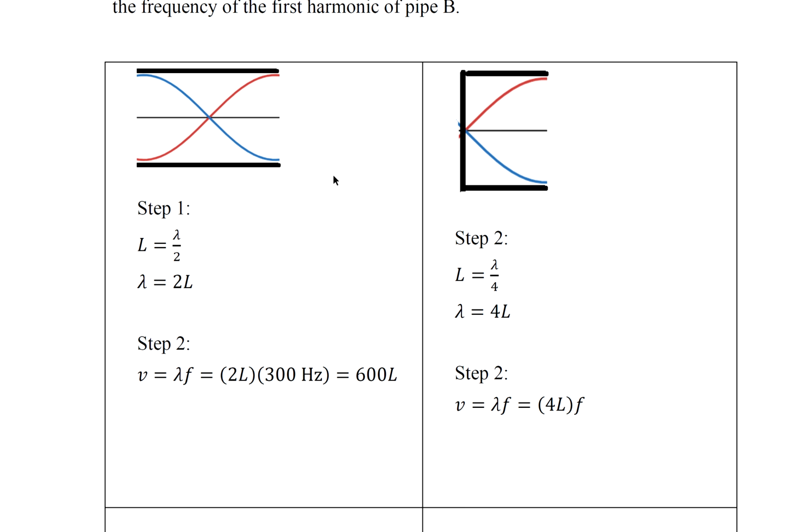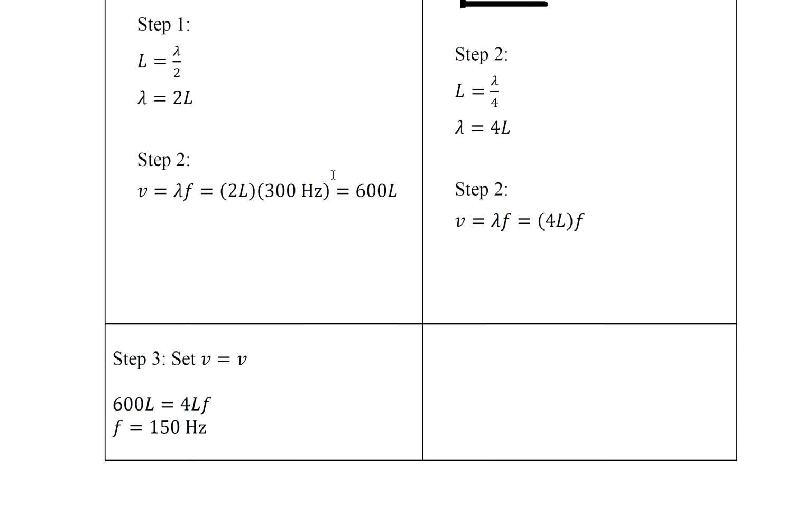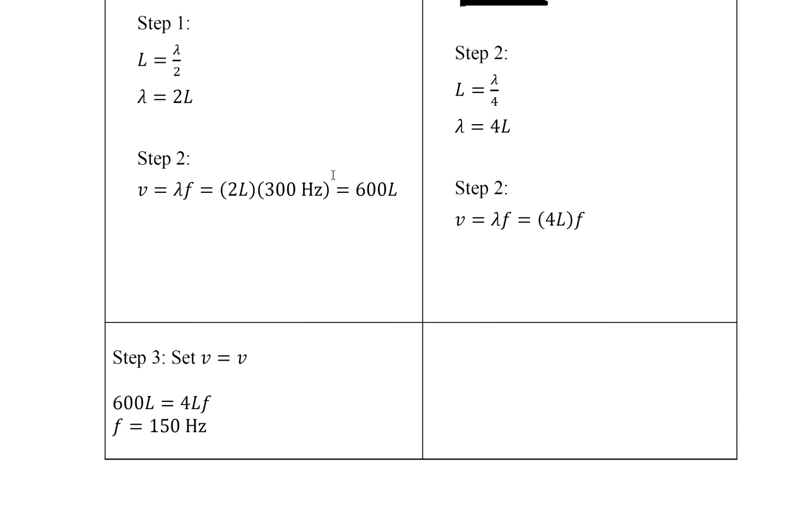So you could see what I did here. Step 1, I just looked at the open open pipe. Step 2, I looked at the open closed pipe. Now I got two equations here, yeah? Step 3, the speed of sound is going to be the same for both. So just set v equal to v.